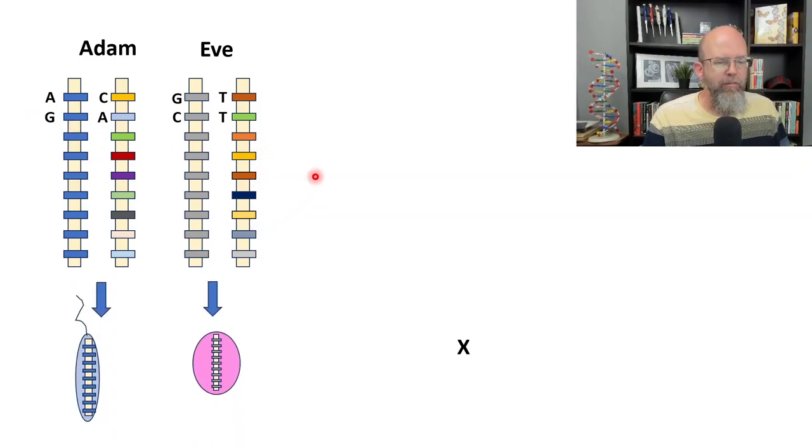All right, now, let's reproduce, right? Be fruitful and multiply. So Adam and Eve obey that command and they donate to their offspring. What do they donate? They donate one of their chromosomes. They each have two copies of chromosome number one, and they both say, look, my kid's got to have two copies of chromosome number one.